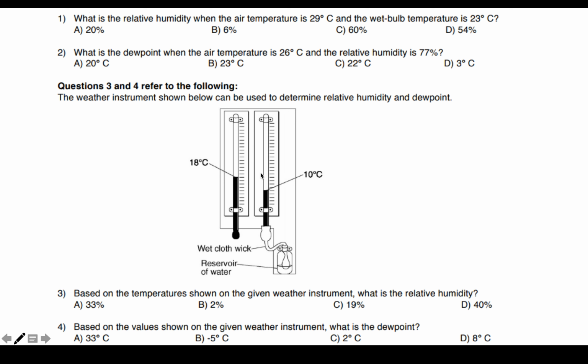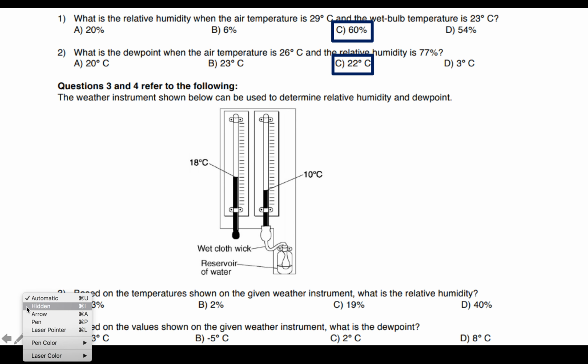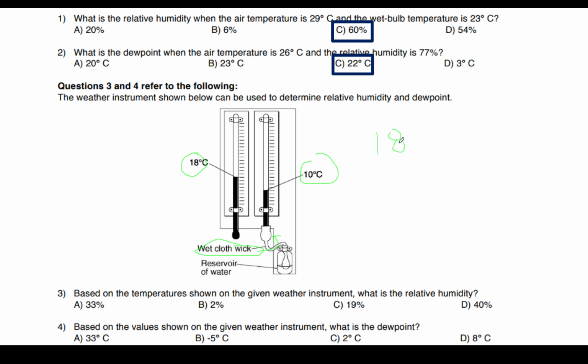So if we go ahead, we have 22 degrees Celsius here. Now sometimes you'll have a picture. In this case, the wet cloth is the wet bulb thermometer, and this would be the dry bulb. Remember, the dry bulb is always greater than the wet bulb. So we set up the problem. Dry bulb goes on top because it's the bigger number. We subtract the wet bulb from it to get our difference. Again, we always need the difference in order to solve many of these problems.